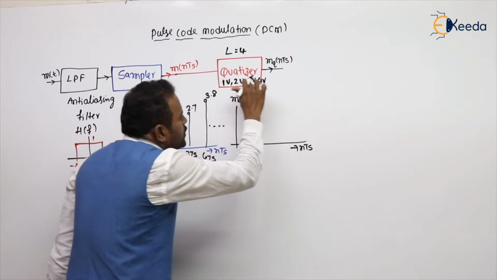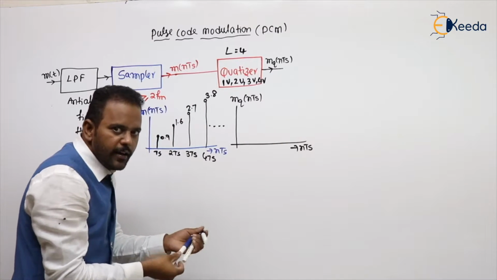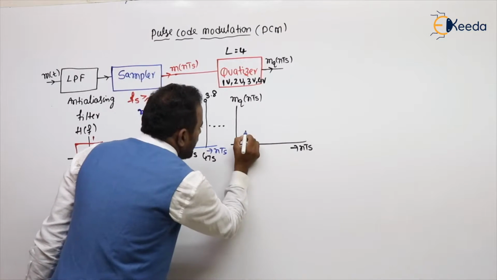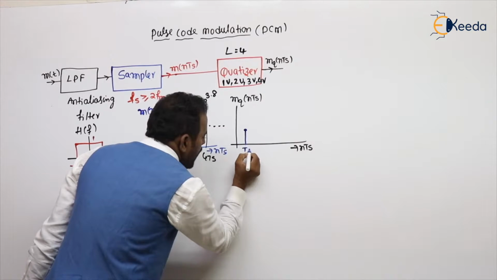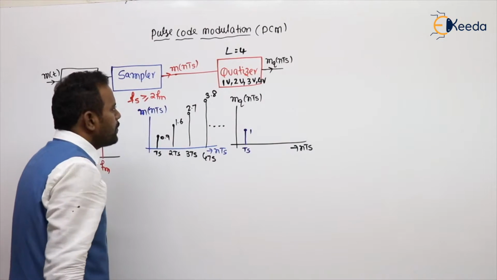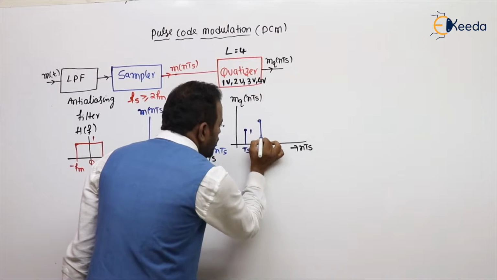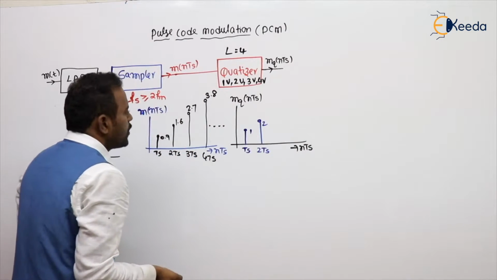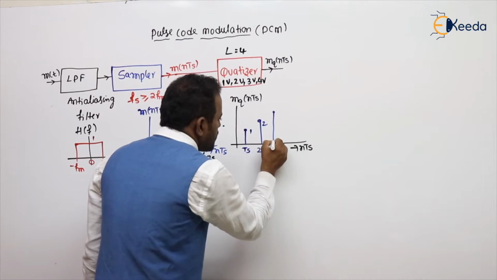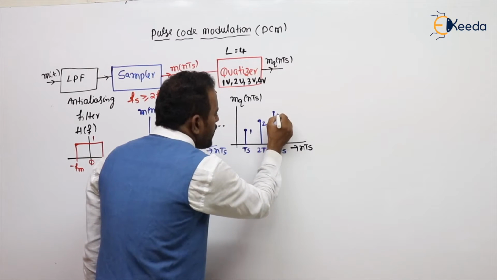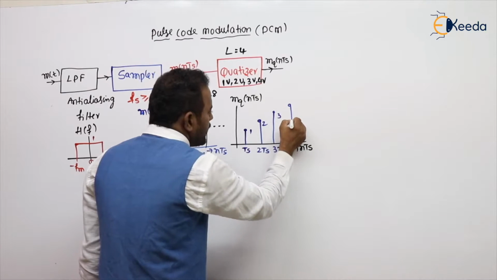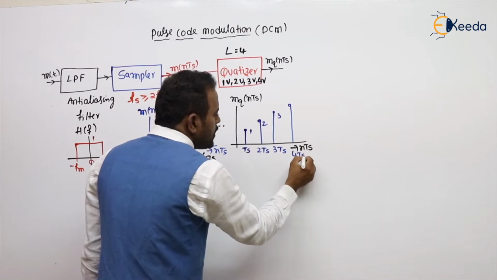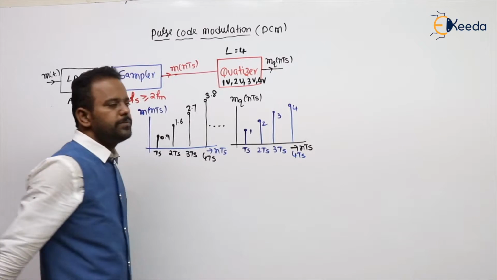0.9 is nearer to which quantization level? S1. So, it is rounding off to 1 volt. 1.6 is nearer to 2. So, it is rounding off to 2. 2.7 is nearer to 3. So, it is rounding off to 3. 3.8 is nearer to 4. So, it is rounding off to 4.